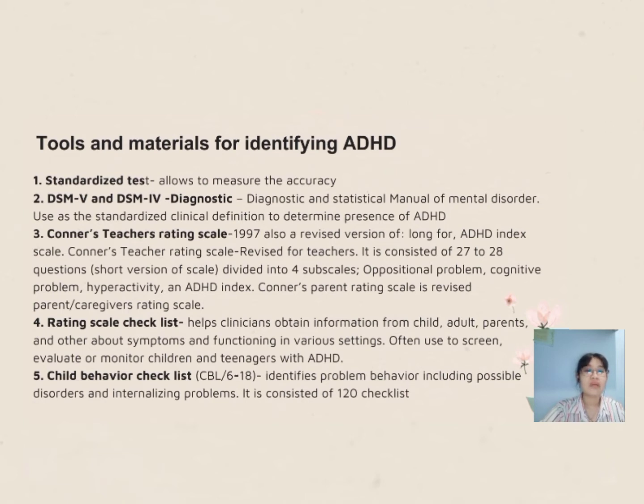Next, we have the Child Behavior Checklist, or CBCL 6 to 18. The 6 to 18 is the age of the child. It identifies problem behavior, including possible disorders or internalizing problems. It is consistent with a 120-item checklist.